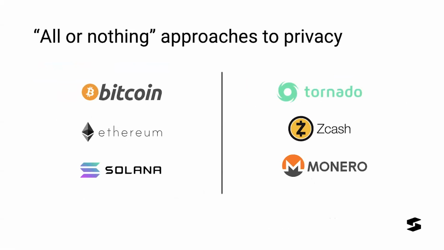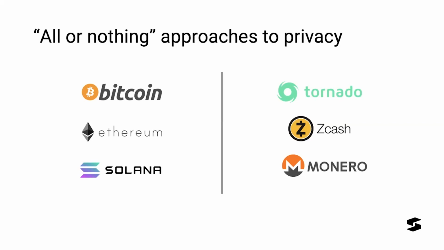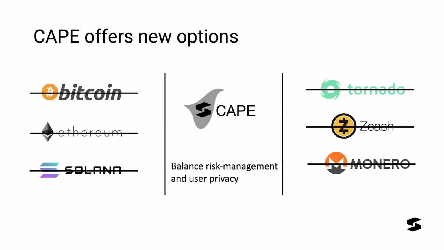CAPE comes into this picture where there's generally an all or nothing approach to privacy. You can have blockchains that are completely transparent and don't have any privacy for user transactions, or other protocols, whether in a smart contract like Tornado Cash or entire blockchains like Zcash or Monero, where transactions are entirely private or even anonymous from the public view. CAPE is trying to offer new options in between, in particular giving users more flexibility in defining the level of privacy of assets that get created. This can be used to balance risk management and user privacy.